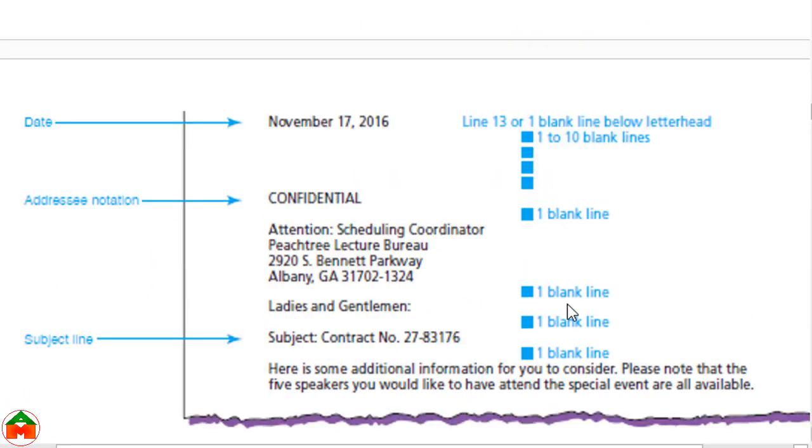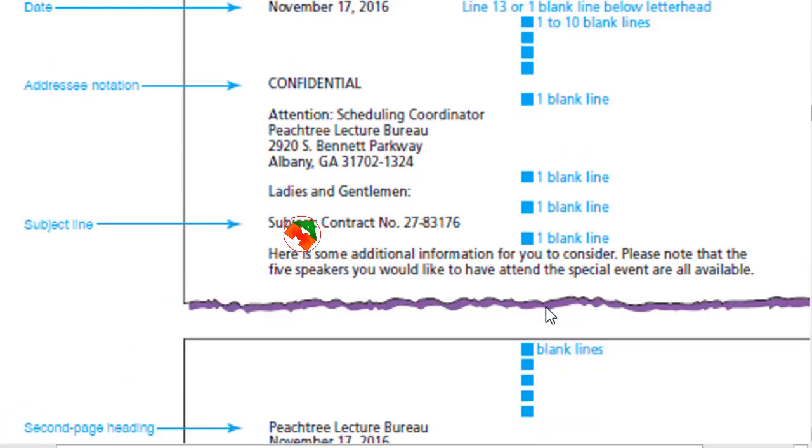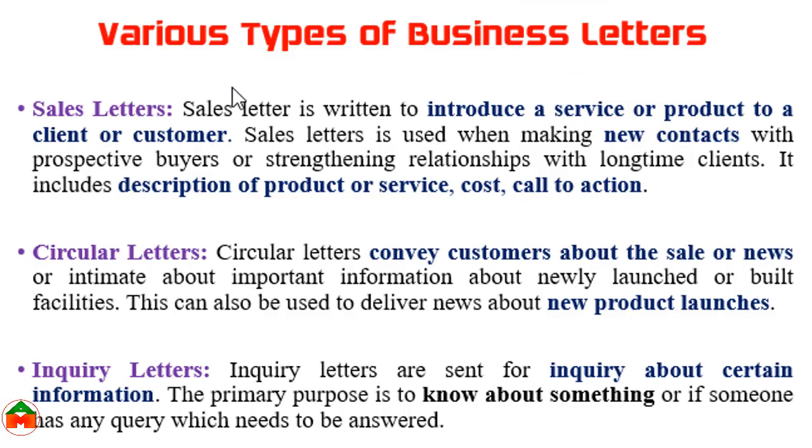We can see there are some indications of blank lines. It means that whenever you start one part after another, you can give some space line or blank line. These are the indications. Now we can see various types of business letters. The first one is the sales letter.